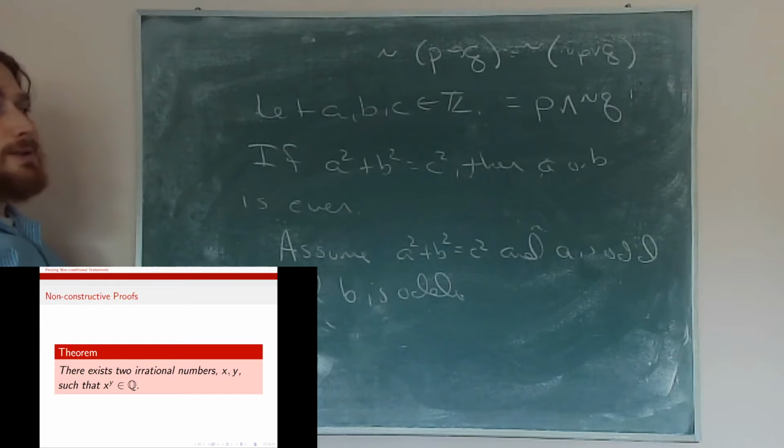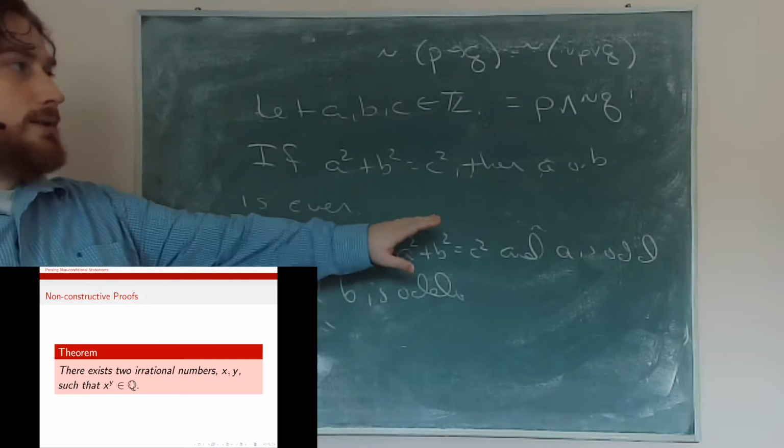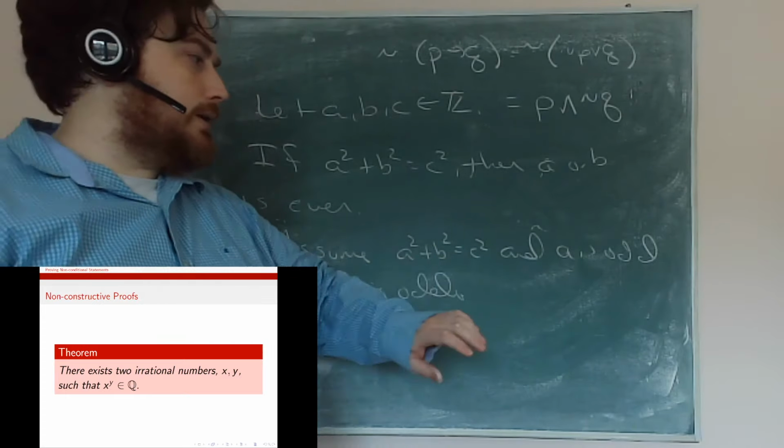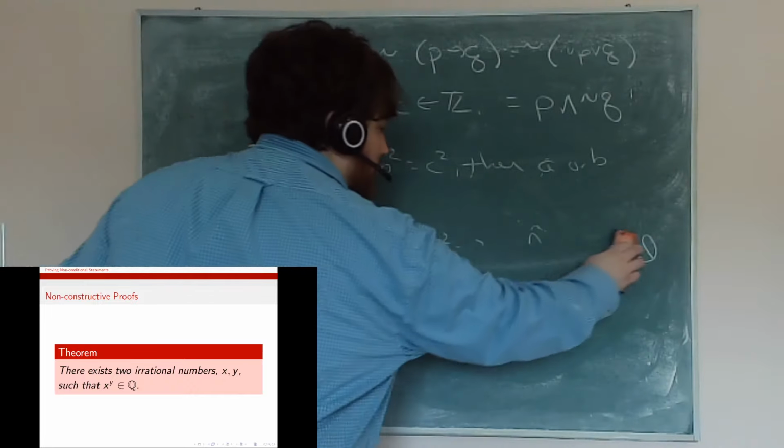So the first thing I'm doing is trying to set this up as a contradiction. To contradict an if-then statement, I rewrite it as assume P and not Q. So I get to assume a squared plus b squared equals c squared and a is odd and b is odd, and I want to run into some type of contradiction. Does that make sense? Questions so far? All right, very good.